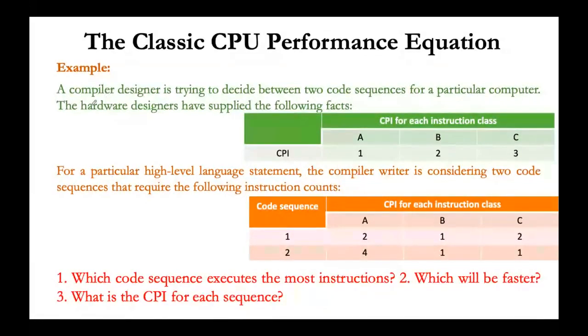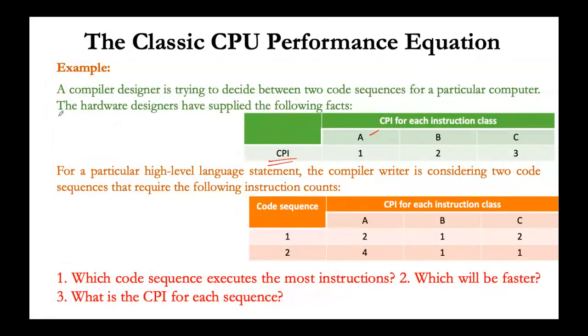So consider the example here. A compiler designer is trying to decide between two code sequences for a particular computer. The hardware designers have supplied the following facts: the cycles per instruction are given as 1 cycle for A, 2 cycles for B, and 3 cycles for C.